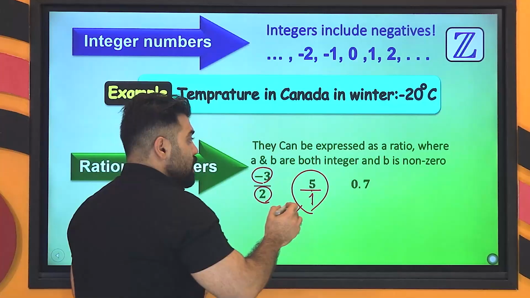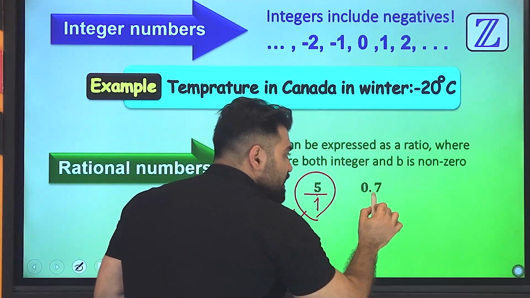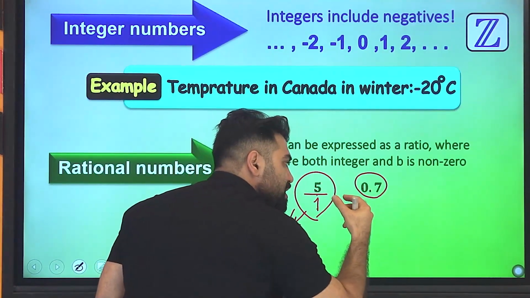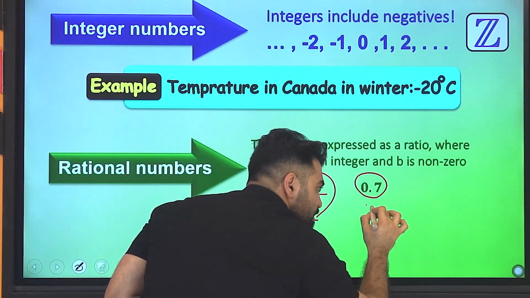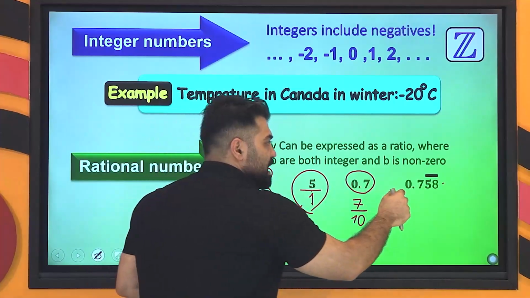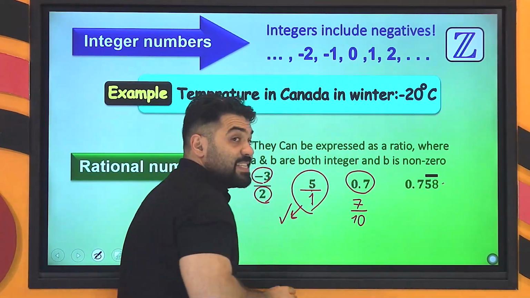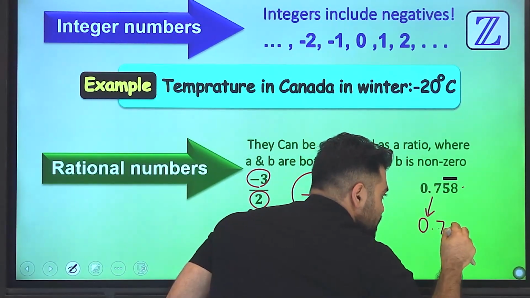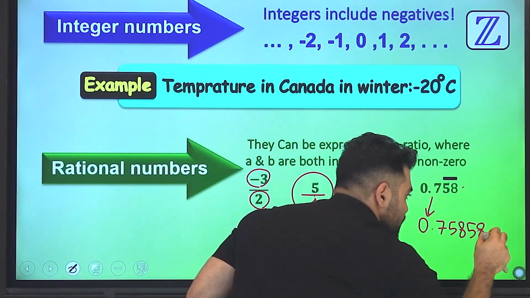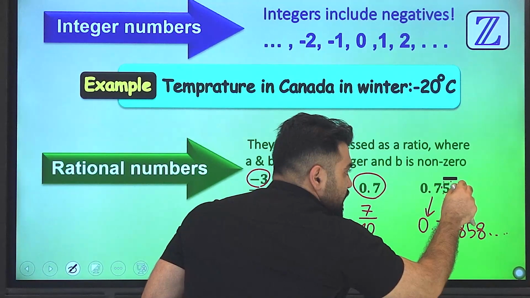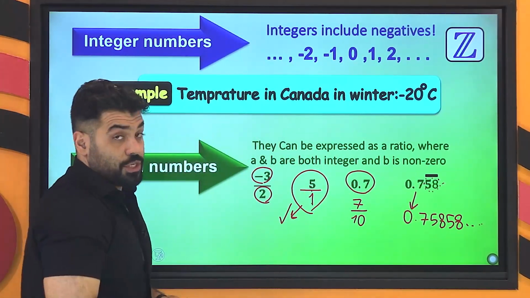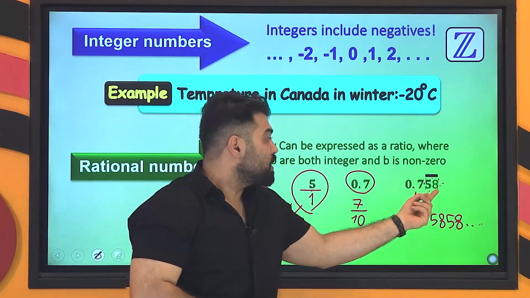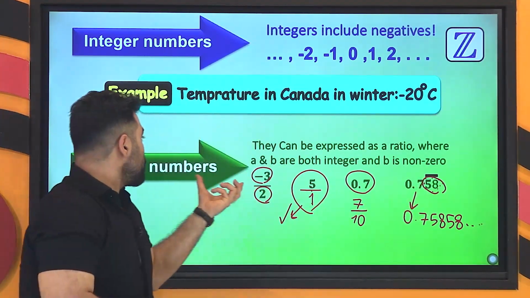Another example is 0.7. All terminated decimal numbers are rational because we can write them as a fraction, 7 over 10. Another example is this unterminated decimal number. We can rewrite it in this form, 0.75858, so forth. 58 is the repeating string. All unterminated decimal numbers with repeating strings belongs to rational numbers.